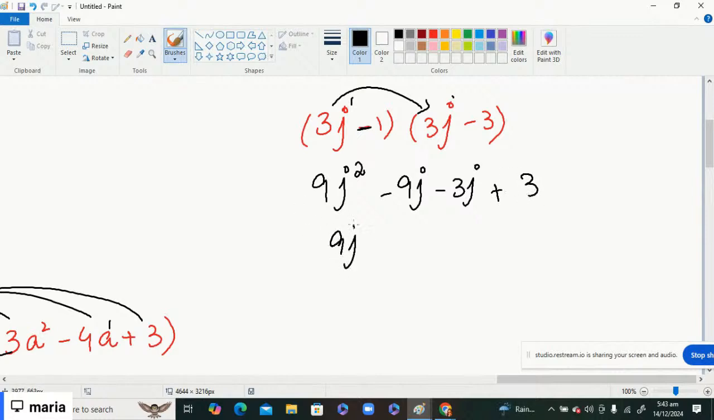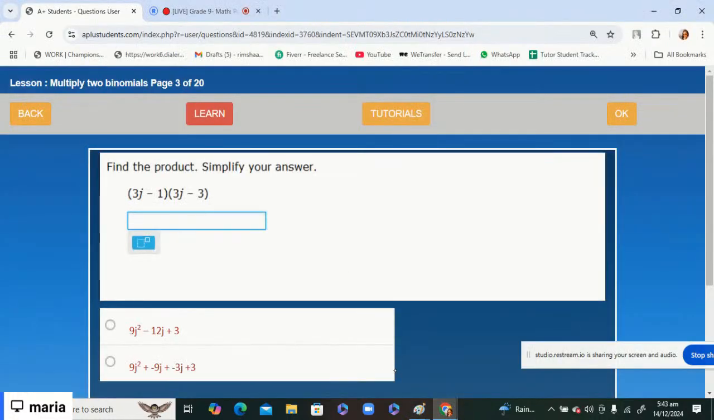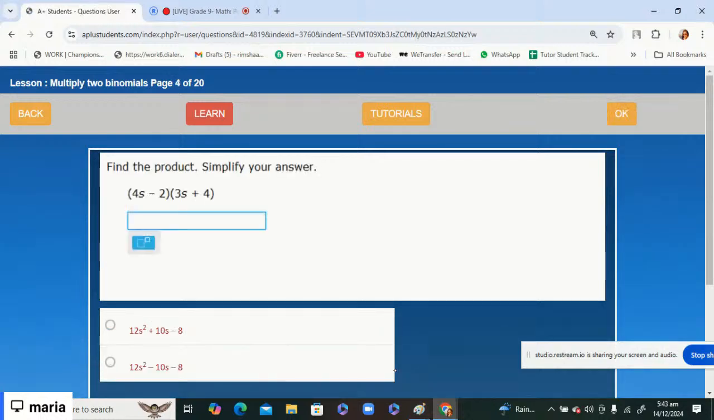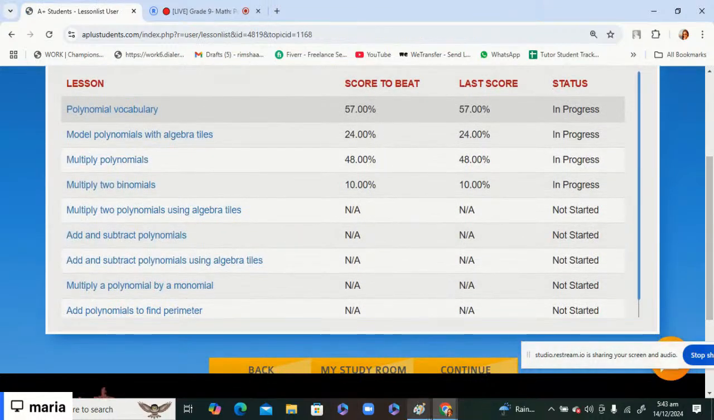So 9j square minus minus plus and putting the negative sign with the greater number because negative sign. 9 plus 3 is 12j plus 3. Let's see. 9j square minus 12j plus 3. This is the answer. Same question, same method you follow in this one. Hope you guys understand this lesson. Solve the rest of the test questions by yourself. First you practice the lesson, then you go to the test.